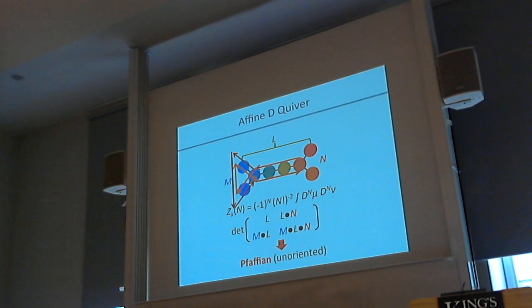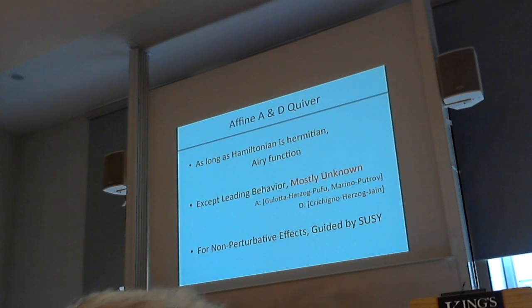And this Pfaffian has an unoriented structure. So when you rewrite everything in terms of the Fermi-gas formalism, you come from here, but you have two ways to go, this way or this way. And this will give you the Fermi-gas formalism for the D-type quiver. So again, for both affine A and D-type quivers, as long as the Hamiltonian is Hermitian, we find the Airy function behavior.